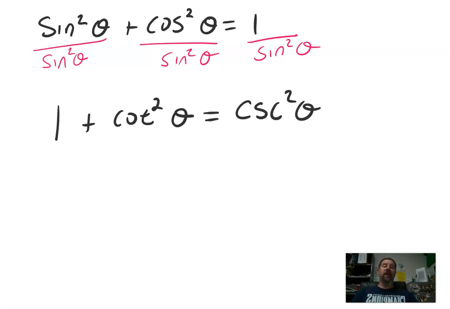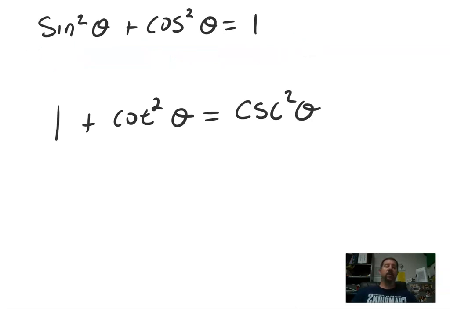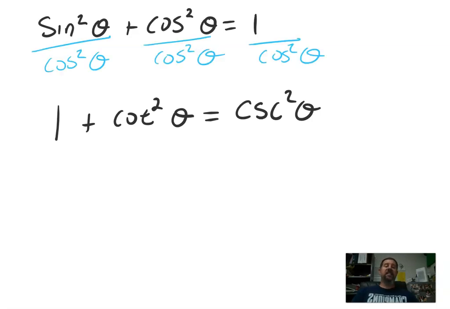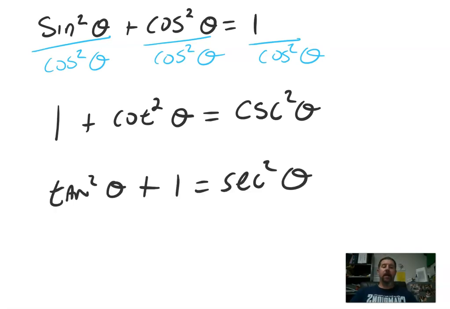And then the other one, if we divide everything by cosine squared, so let's get rid of that sine squared now and divide by cosine squared. And this is going to give us sine over cosine is tangent, so tangent squared theta plus 1 equals secant squared theta. See, there we go. We got it.